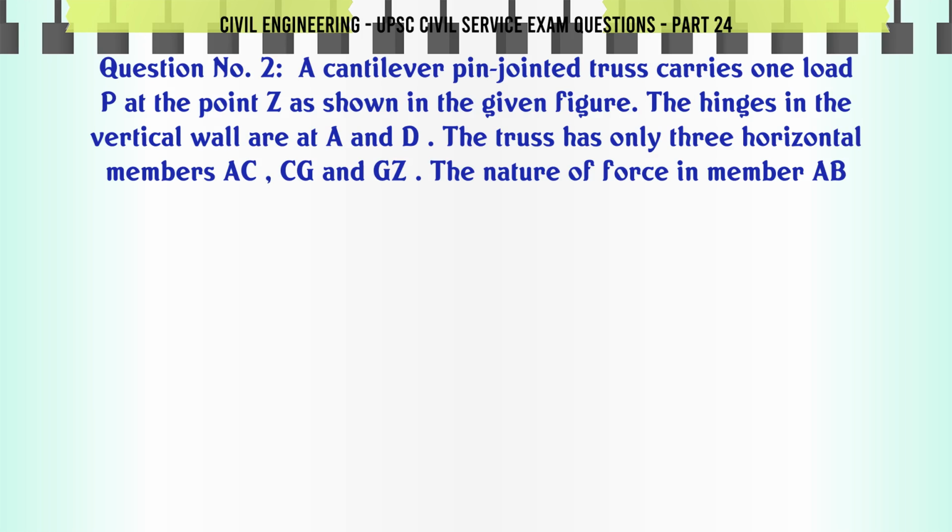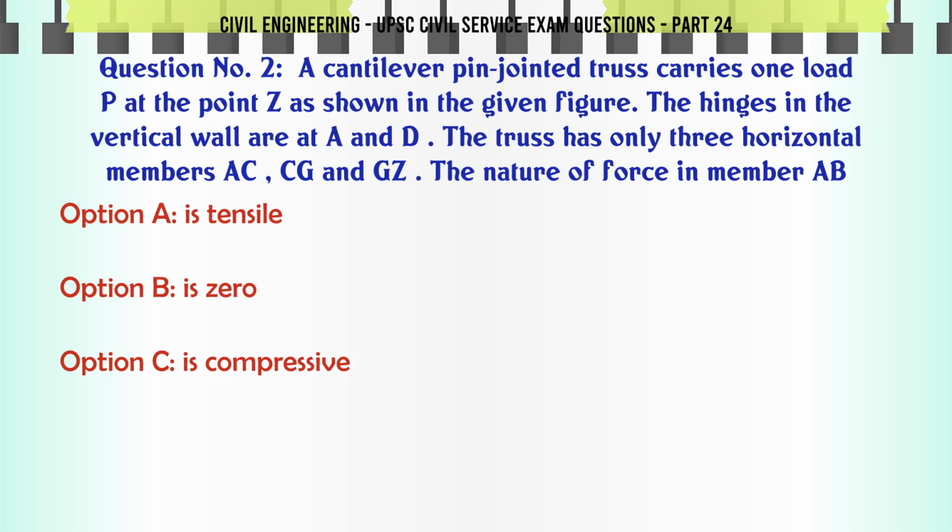A cantilever pin-jointed truss carries one load P at the point Z as shown in the given figure. The hinges in the vertical wall are at A and D. The truss has only three horizontal members AC, CG, and GZ. The nature of force in member AB.